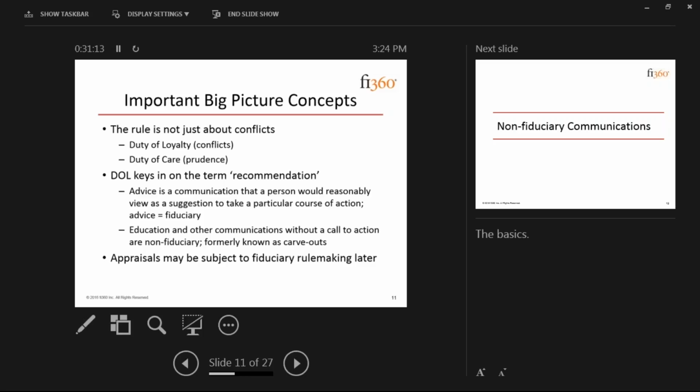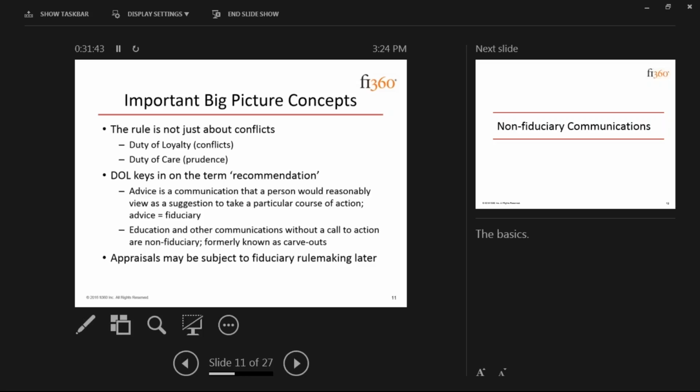Appraisals may be subject to fiduciary rulemaking later. So in the proposal last year, appraisals and valuations were considered fiduciary and were included in the rule. There was a lot of pushback on that, particularly from the insurance industry, and the DOL decided to pull appraisals out of the final rule. They still think it's a fiduciary endeavor.